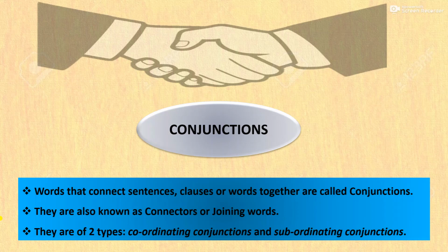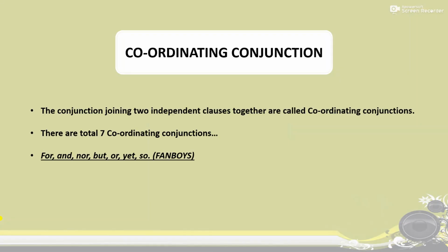Now these conjunctions are again of two types. The very first being coordinating conjunctions and the second being subordinating conjunctions. The coordinating conjunctions are basically those which join two independent clauses together. Independent clauses actually means two sentences which are complete on their own. So when we join two complete sentences together with the help of any joining word, that joining word is the coordinating conjunction.